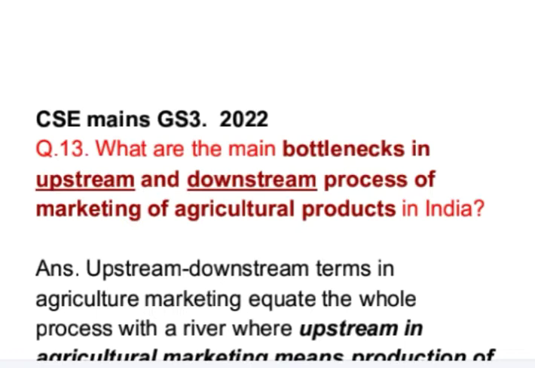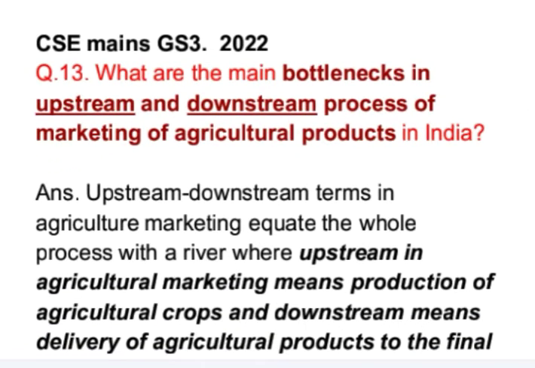Now, what is meant by downstream process? See, what is the ultimate fate of a river flowing downstream? It meets its final destination, that is, it merges into the sea. Now, what is the ultimate fate of agricultural products? They are consumed by the final consumer. So, delivery or selling of agricultural products to the final consumer is a part of the downstream process of agriculture marketing. Now, let's see the answer.